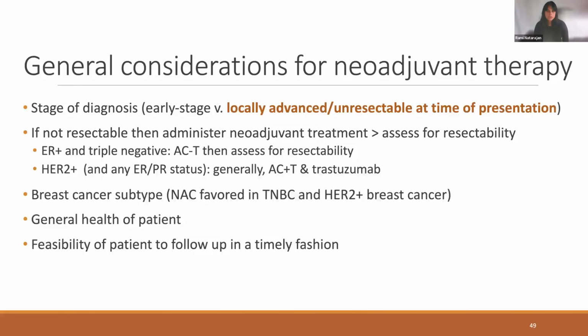So when we think about doing neoadjuvant chemotherapy or neoadjuvant therapy, generally we reserve this for locally advanced or unresectable disease at the time of presentation. Generally for hormone receptor positive early stage breast cancer, we go to upfront surgery. If the cancer is not resectable, then we administer neoadjuvant treatment, and then we assess for resectability, especially in ER positive and triple negative breast cancer.